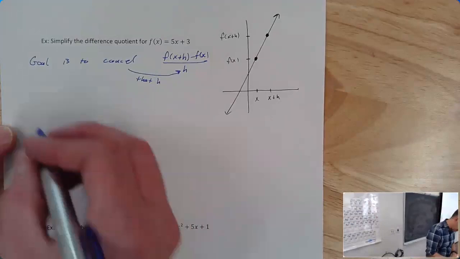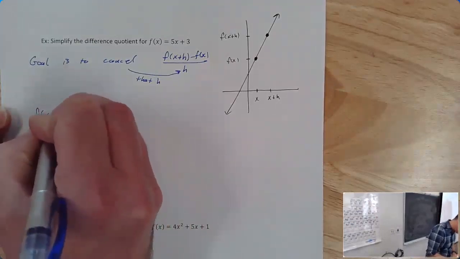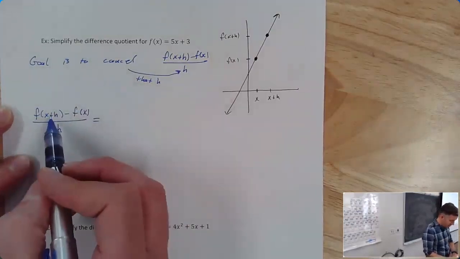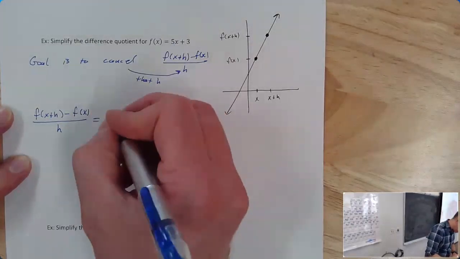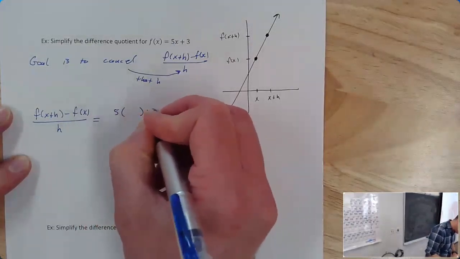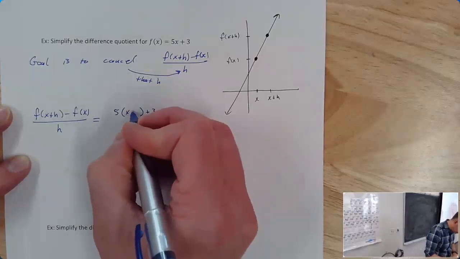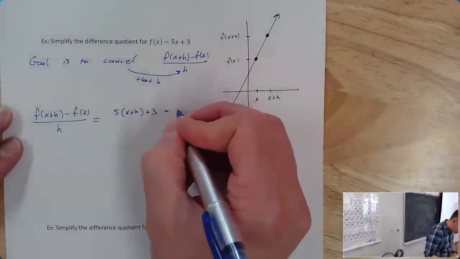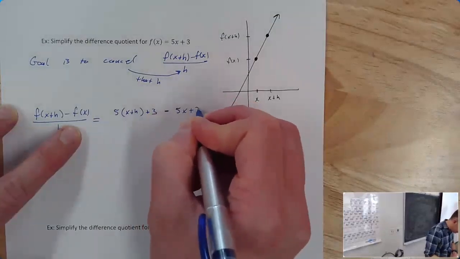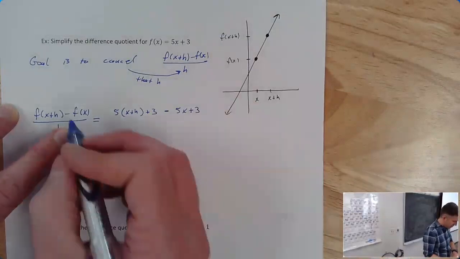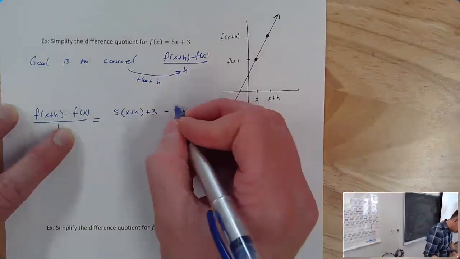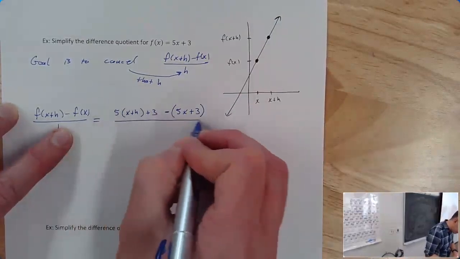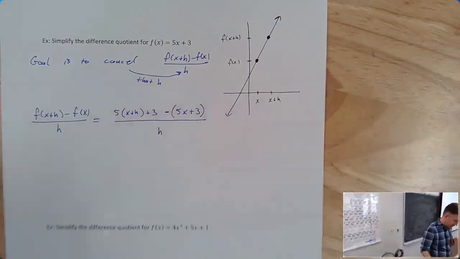So let's see. I've got f of x plus h minus f of x all over h. And I'm just going to substitute into my function 5x plus 3. I'm going to get 5 parentheses plus 3, where x plus h is going in the parentheses. Minus, we'll be careful here. If I write just f of x, which is 5x plus 3, that's not quite correct. So it should be minus all of f of x, meaning I really need some parentheses around all that. So make sure to distribute the minus sign. And then in the denominator, still h.